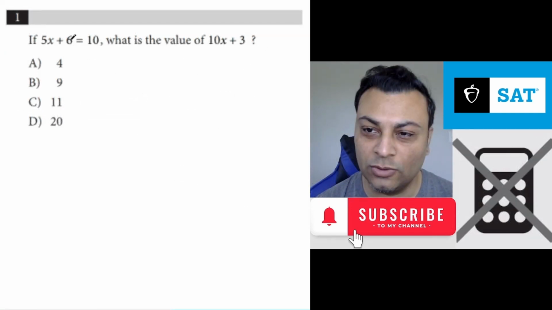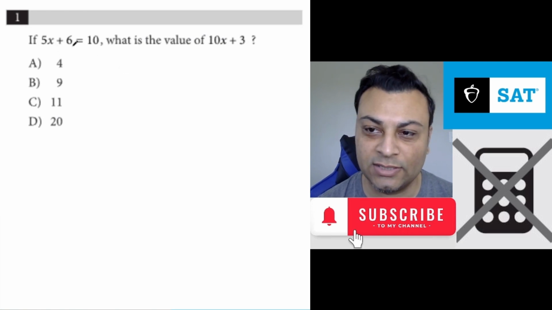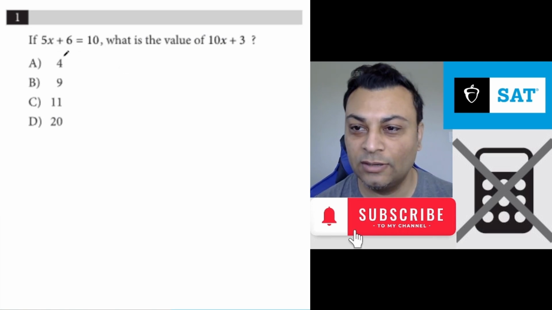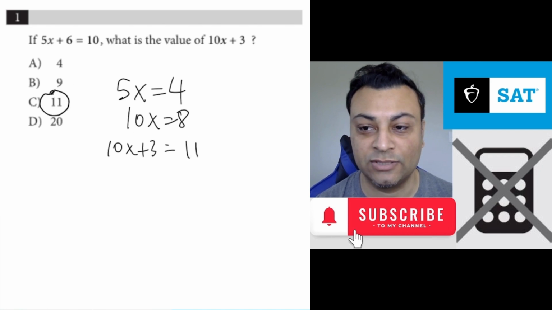Okay, so in part 1, I covered the one quick way to do this, and that's to say, look, 5x plus 6 equals 10. If I subtract 6 from both sides, I get 5x equals 4. If I double both sides, I get 10x equals 8. And then if I add 3, I get 10x plus 3 equals 11. And I'm done with the answer C.